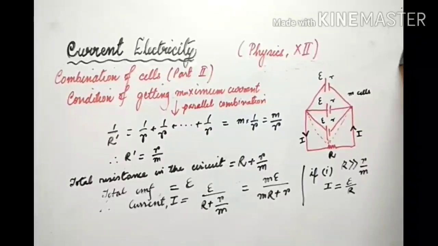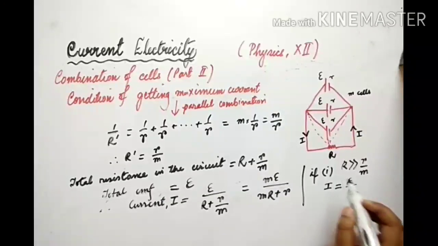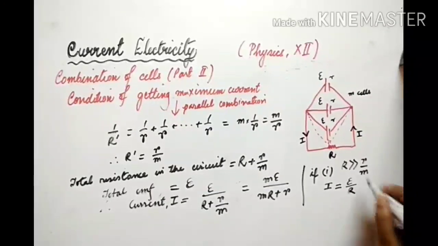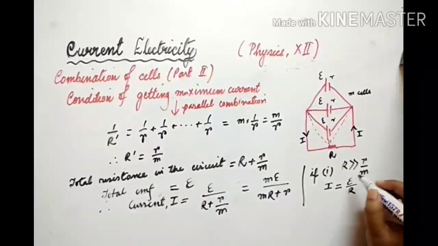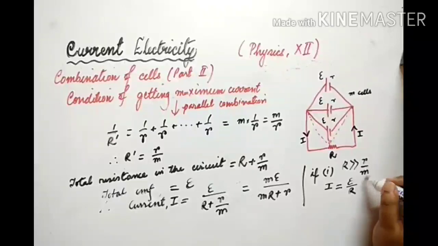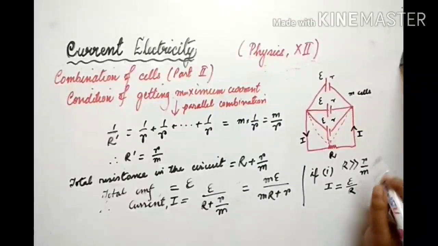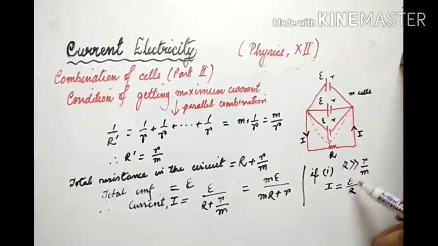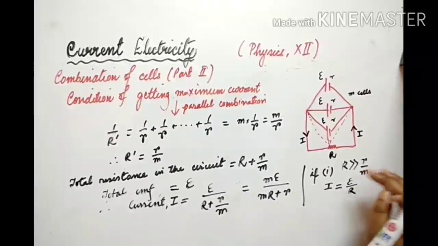Sorry, this is not the maximum current, so this is one case. In the next case we will get the maximum current. Here we see that when your resistance is much greater than r by M, we get the current as E by R, which is equal to the current provided by a single cell. If there was only a single cell, then the current would have been this.